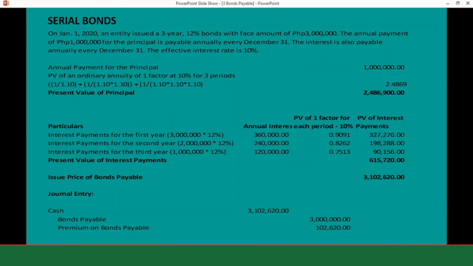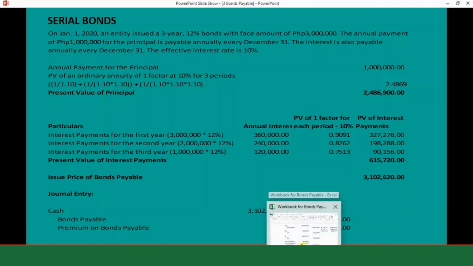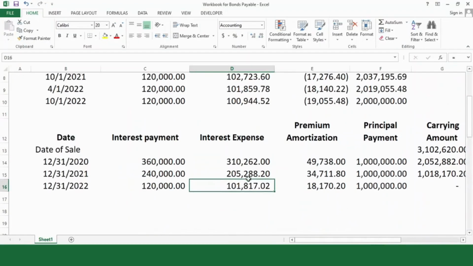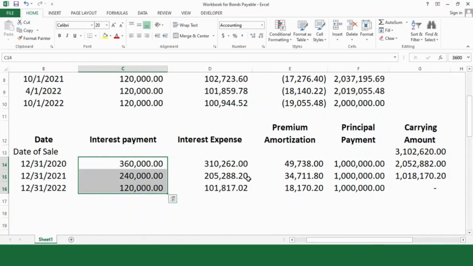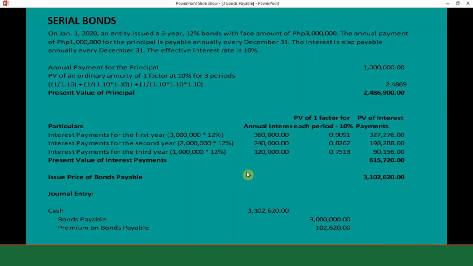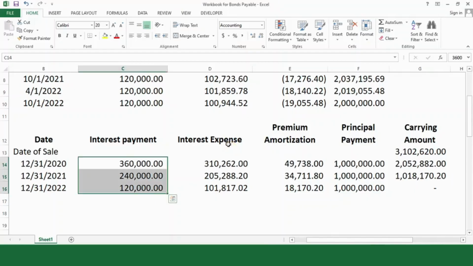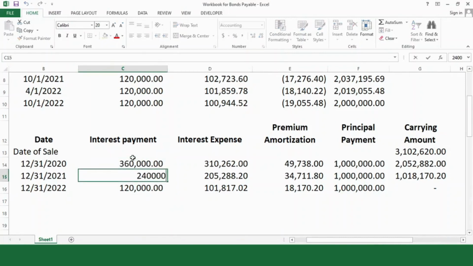Now, para mas ma-appreciate mo, paano yung magiging amortization niyan, ganito magiging itsura niya. So, ito yan. So, carrying amount mo, 3,102,620. So, interest payment. So, respectively na yan, no? This is based on 12%. Tapos, dun sa updated principal amount ng bonds or face amount ng bonds, since nababawasan siya, di ba? So, ito 3 million, ito 2 million. Ang basis, ito 1 million. So, times 12% respectively.